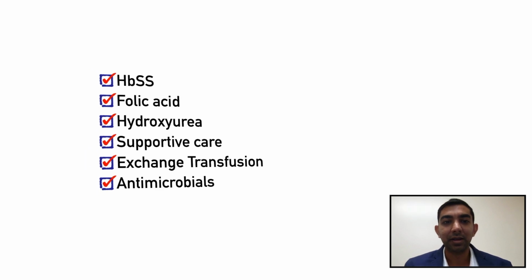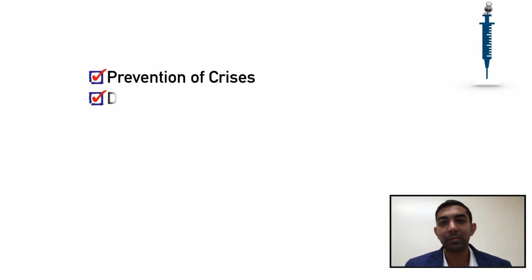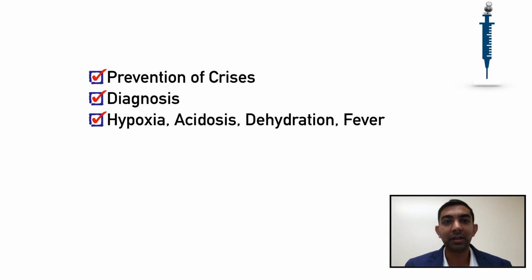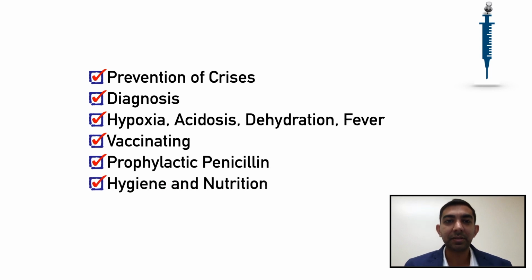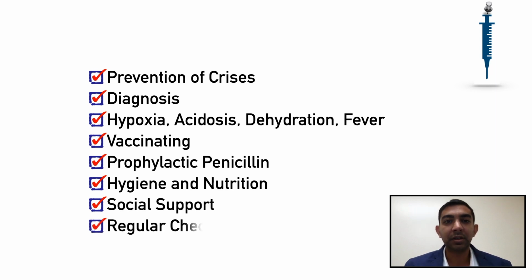prevent the crisis. Now prevention of crisis revolves around first of all establishing a diagnosis, then avoiding conditions that promote sickling, for example hypoxia, acidosis, dehydration and fever. Next is vaccinating a child during childhood for pneumococcus, meningococcus or H influenzae B. Prophylactic penicillin can be used for the age group 3 months to 5 years, and always advise your patients to maintain good hygiene, good nutrition levels, and provide your patient with good social support. Finally, your patients need to be regularly followed up for a regular checkup.